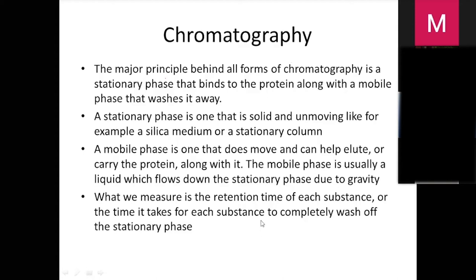What we measure for chromatography is the retention time of each substance, or the time it takes each substance to completely wash off the stationary phase. Meaning the longer the retention time, the longer the substance stays on the stationary phase or the wall, and the stronger the interaction it has with the wall, right? So if it has weak interaction, it would come off very fast, low retention time.